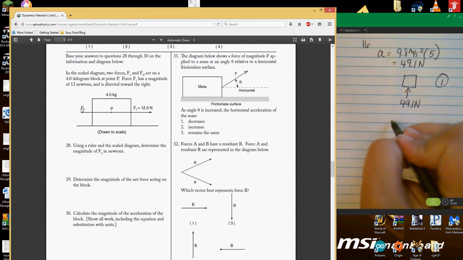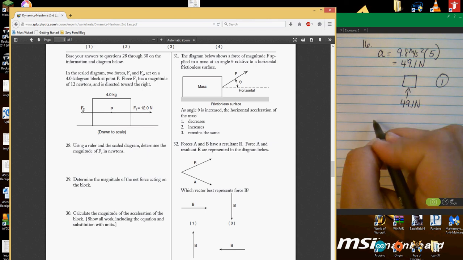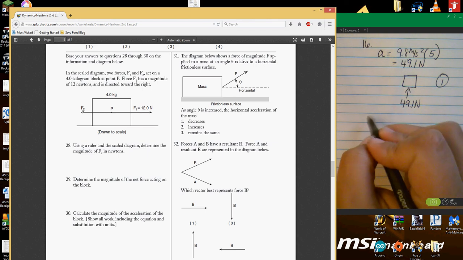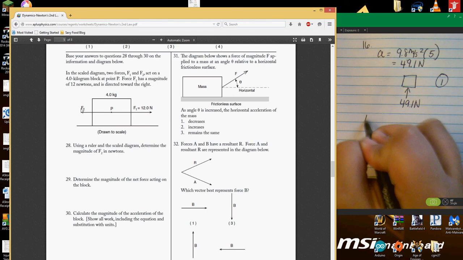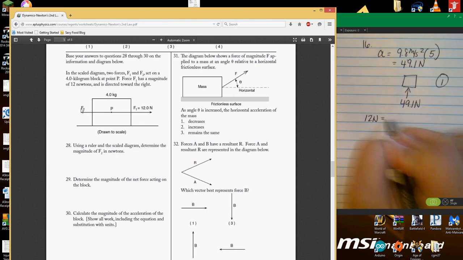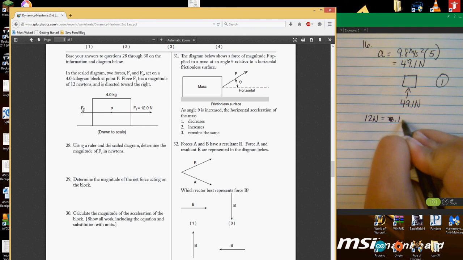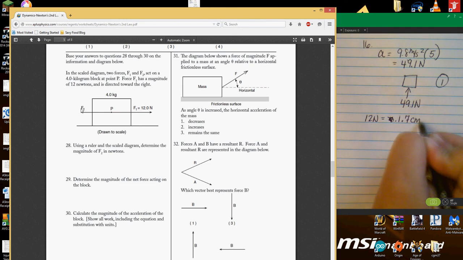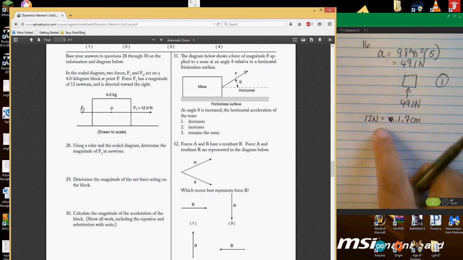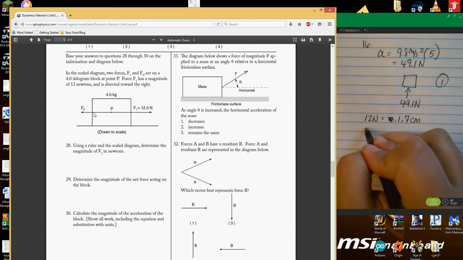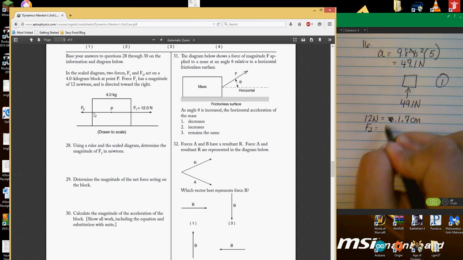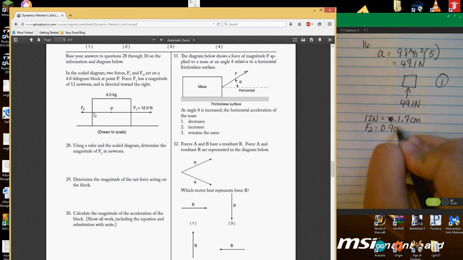So let me just write this out for some of you that had trouble with conversions. I've measured the 12 newton side, which is 1.7 centimeters long. So this is my scale: for every 1.7 centimeters, I have 12 newtons. I measured this side, which is F2, and F2 turned out to be 0.9 centimeters in length.